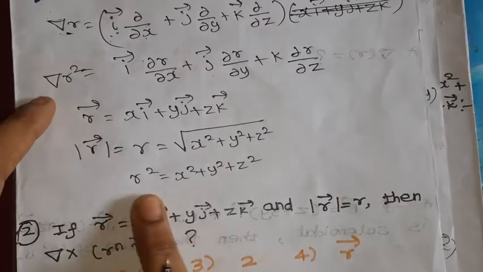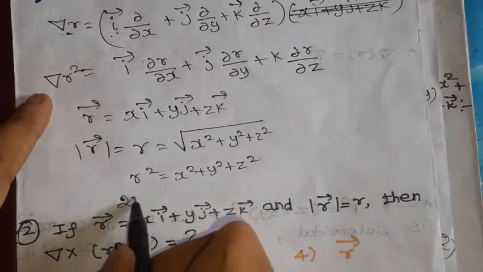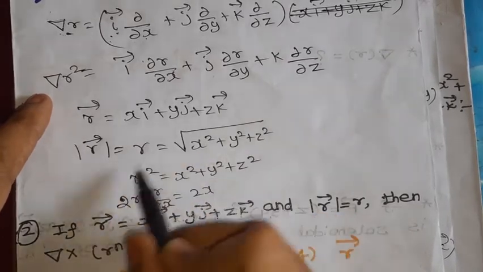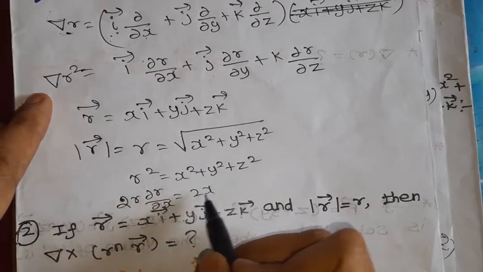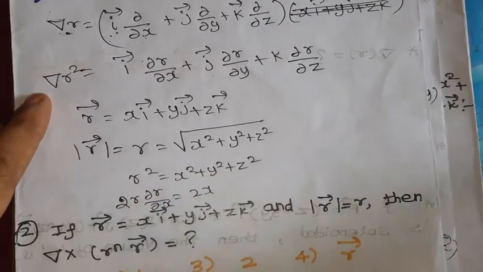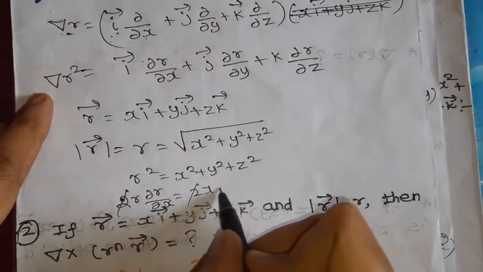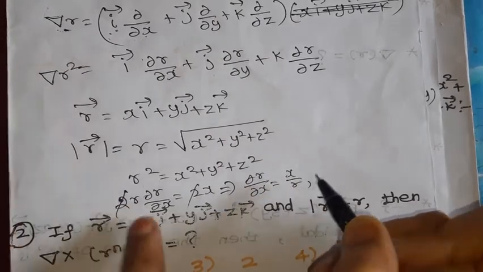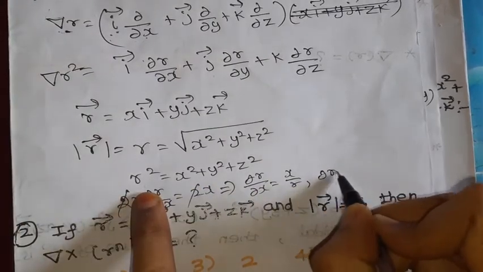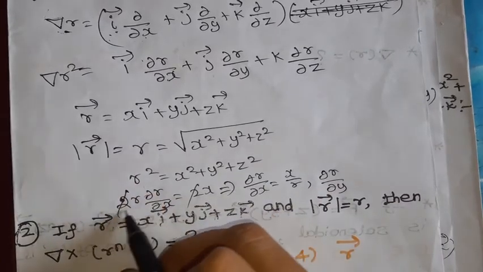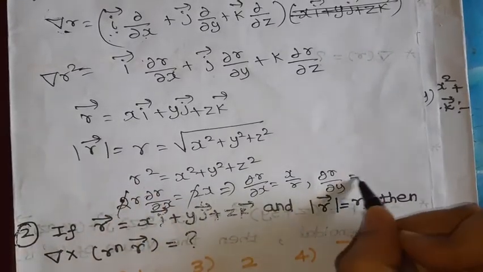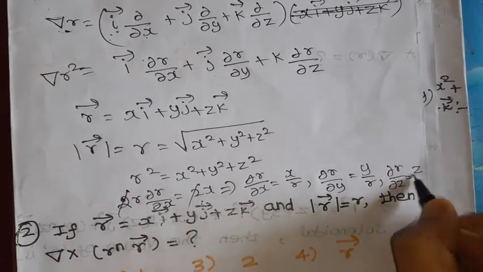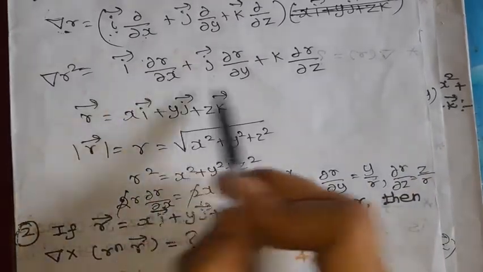When we differentiate this equation with respect to x, what do we get? 2r dou r by dou x equals 2x. The other terms are with respect to y and z, so they give 0. The 2 gets cancelled. So dou r by dou x equals x by r. Similarly, with respect to y, 2r dou r by dou y equals 2y, so dou r by dou y equals y by r, and dou r by dou z equals z by r. Just substitute these values here.